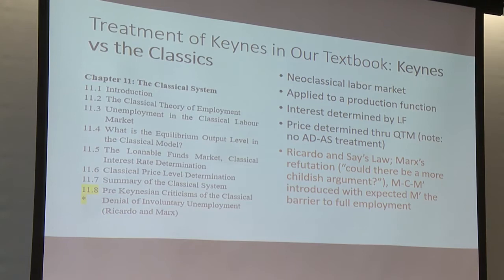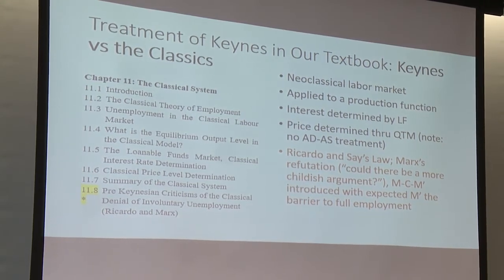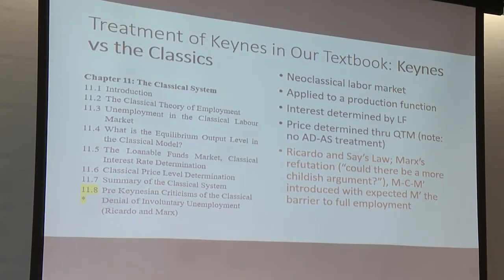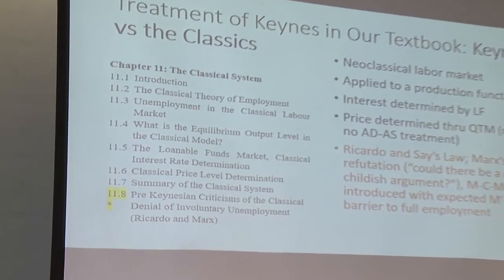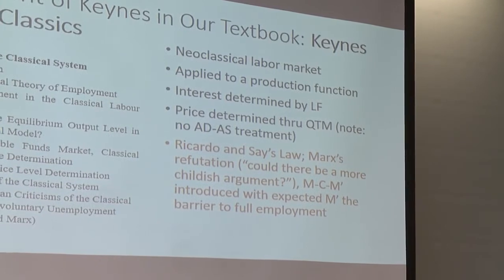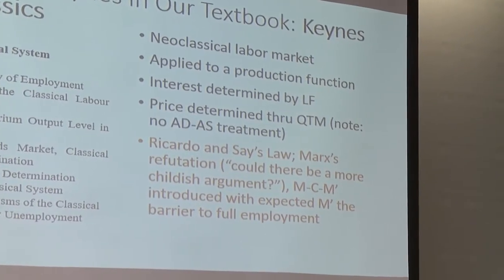So we just present the typical neoclassical labor market production function, interest rates determined in the loanable funds market, and then prices determined through the quantity theory of money. We don't do the AS and AD treatment that you find in other textbooks because we're not going to use AD and AS in our textbook. Okay, we will do it the way Keynes actually did it.